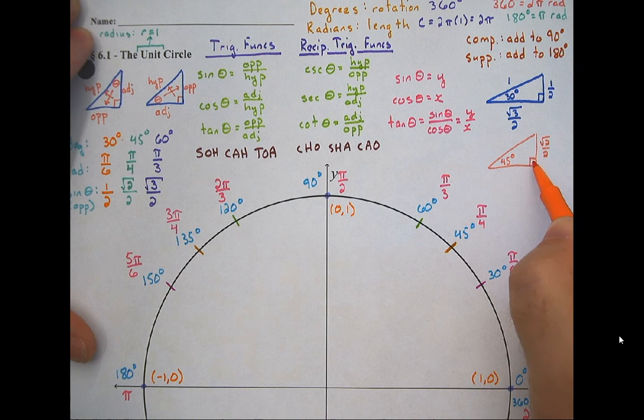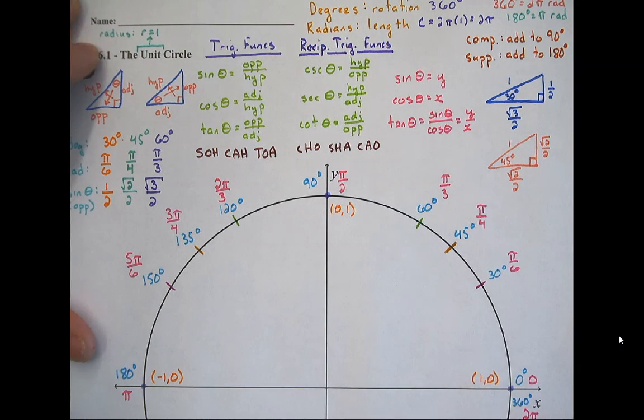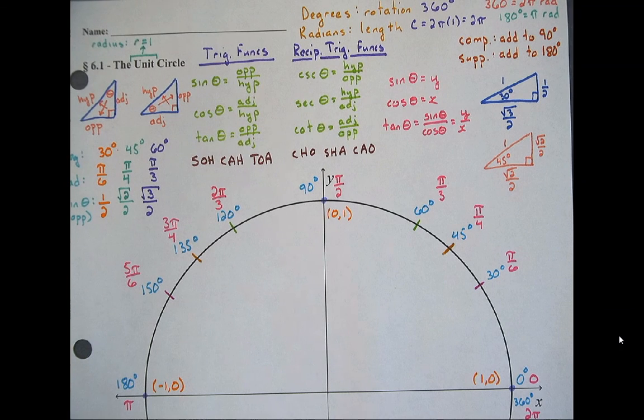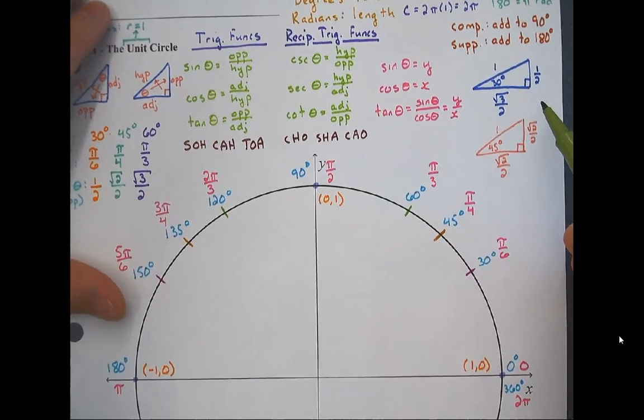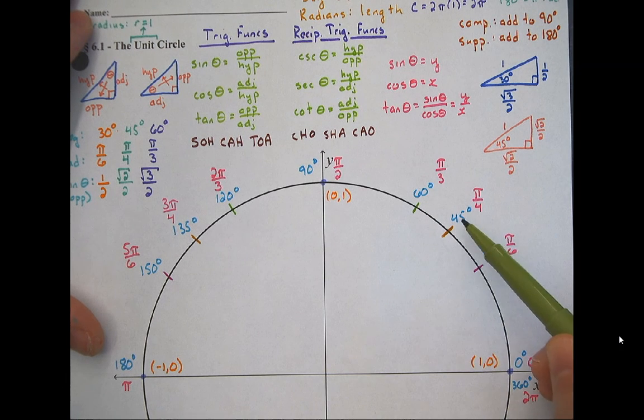Now, if this is a 45 and this is a 90, then this has to be a 45, which means the side opposite is a root 2 over 2. And the hypotenuse is in the unit circle, so that's a hypotenuse of 1. And then our last special right triangle, the third special right triangle, is the same as the first special right triangle. It's just tipped over. Because our important angles in the first quadrant are 30, 45, and 60.